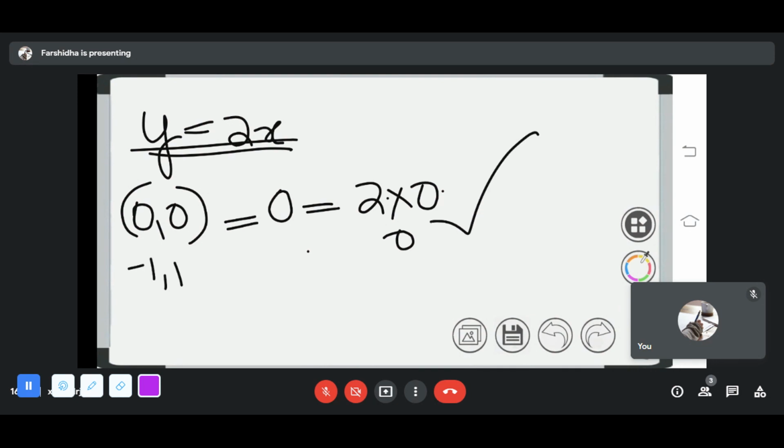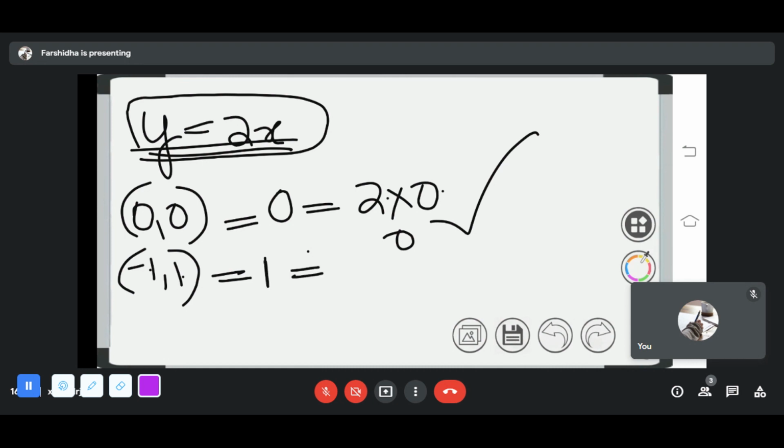Now minus 1 and 1. I'm putting x is equal to minus 1, y is equal to 1. So in this equation, instead of y, I'm writing 1 equal to 2 into x, and the x value is minus 1. 2 into minus 1 is minus 2. Is 1 equal to minus 2? No. So this doesn't satisfy the condition.